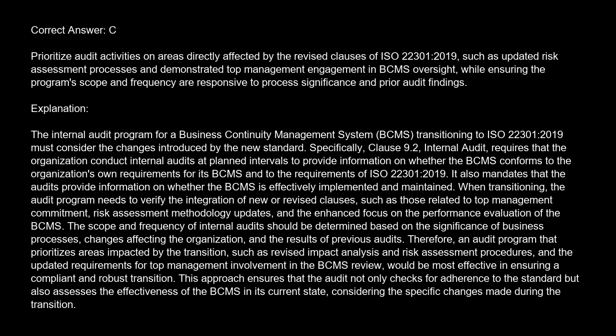The scope and frequency of internal audits should be determined based on the significance of business processes, changes affecting the organization, and the results of previous audits. Therefore, an audit program that prioritizes areas impacted by the transition, such as revised impact analysis and risk assessment procedures, and the updated requirements for top management involvement in the BCMS review, will be most effective in ensuring a compliant and robust transition. This approach ensures that the audit not only checks for adherence to the standard, but also assesses the effectiveness of the BCMS in its current state, considering the specific changes made during the transition.